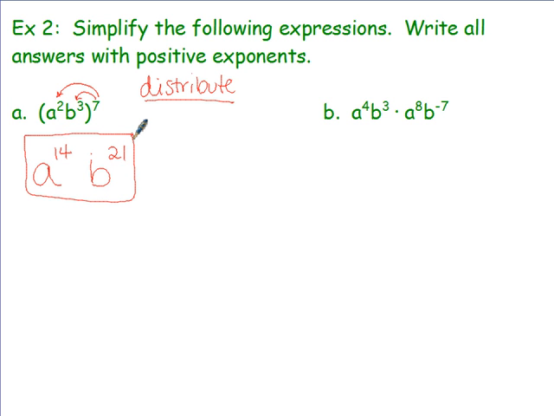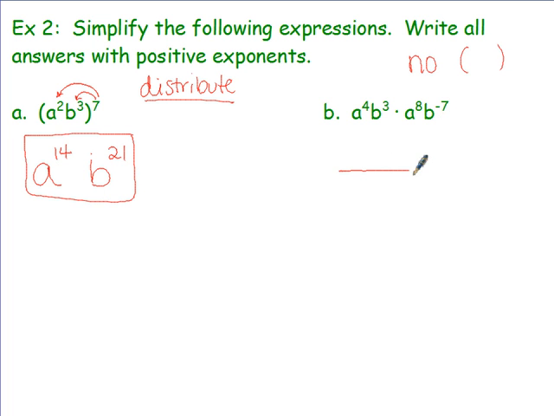So let's take a look at B. What do you not see on B? There are no parentheses. So we're not worried about distributing on this one. So those first set of 3 rules, we're not using at all. So if we're not using those 3 distributing rules, the next thing we're asking is everybody happy? And the answer is no. This B is not happy.